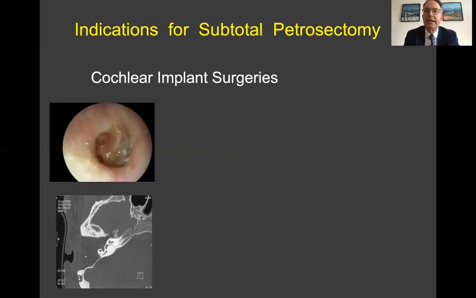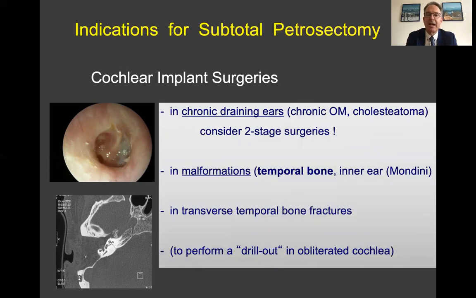Now, if you go to cochlear implant surgeries, our preferred choice in all patients with chronic middle ear disease who require a cochlear implant is the subtotal petrosectomy. I would never dare to do an open cavity and place an implant underneath cartilage layers and reconstructed middle ears. No, you do a subtotal petrosectomy, you have a clean ear, and you can safely implant your cochlear implant. So chronic infection is a main indication for subtotal petrosectomy and cochlear implants.